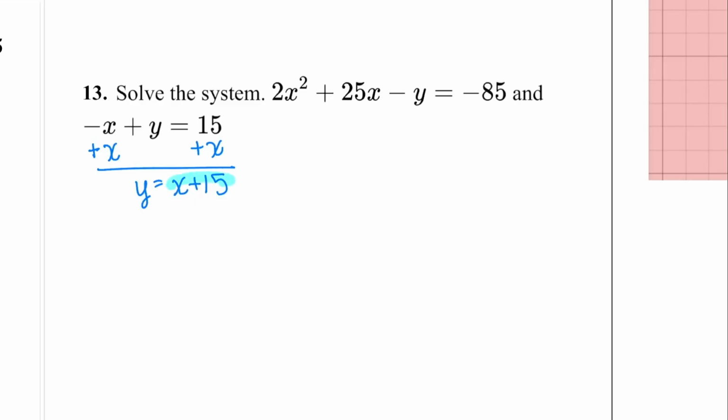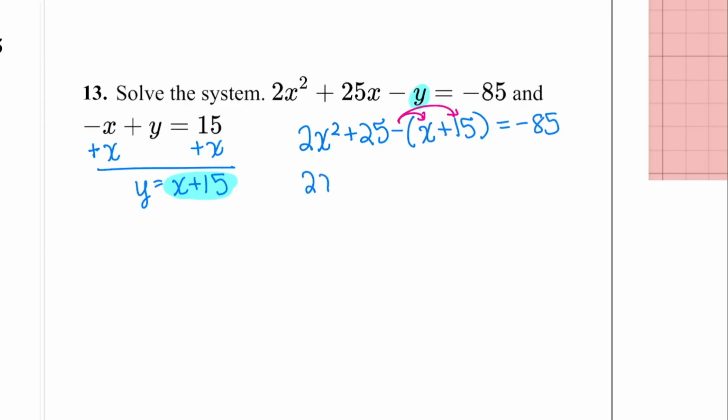So again, what we're going to do is take this value, plug it in right here, and then we'll be able to factor this equation. Now we are subtracting the whole quantity, and this is where a lot of students make mistakes. They often forget that we have to distribute this negative. So we're going to get 2x squared plus 25 minus x minus 15 equals -85.